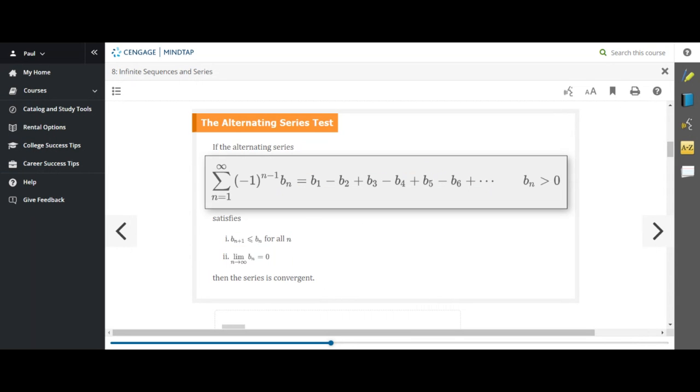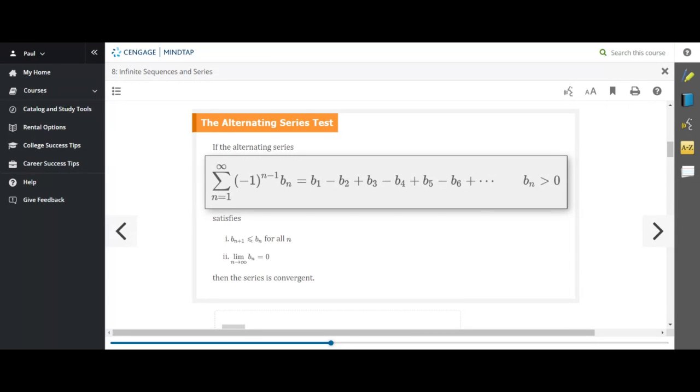So the b sub n term is like the absolute value of each term. And if that alternating series meets the two conditions below, then the series converges. The first condition says that b sub n plus 1 is less than or equal to b sub n for all n. That just means that the terms of the series are decreasing. Now we're not considering the plus or minus part. We're just considering the absolute value of each term.